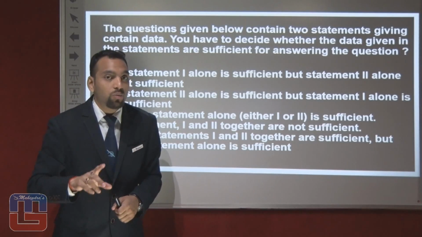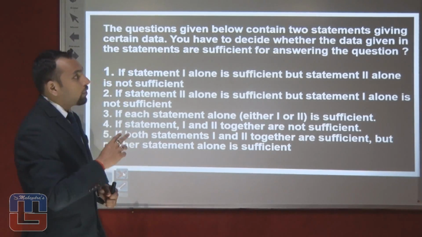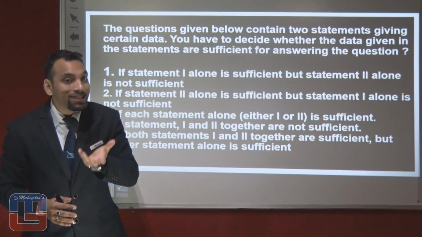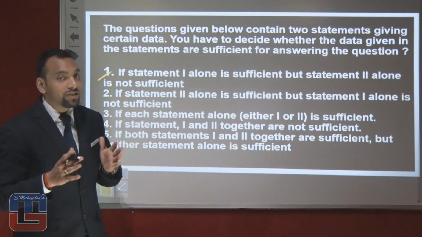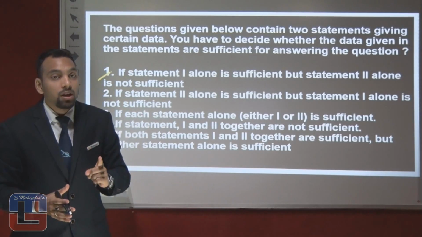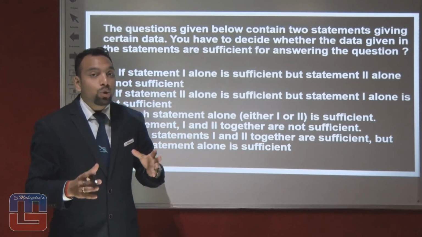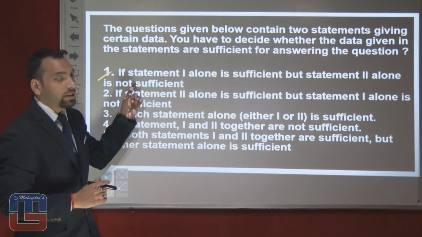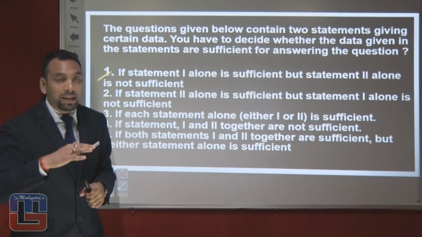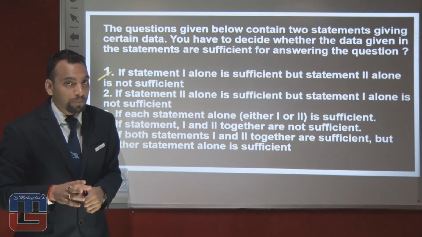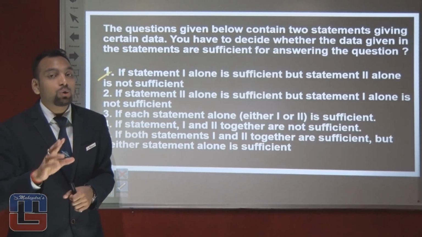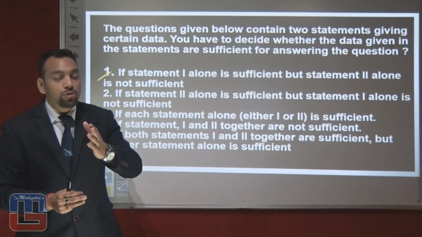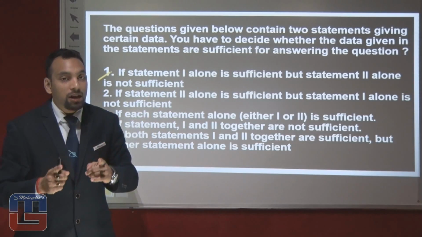In data sufficiency, basically you are given 2 or 3 statements, and you have to read the statements and draw the conclusion. Now see, if statement first alone is sufficient but statement second alone is not sufficient, you will go by this option. If statement second alone is sufficient but statement first alone is not sufficient, you will go by this option. Same here, these are the 5 options. You have to go by these 5 options in your examination.